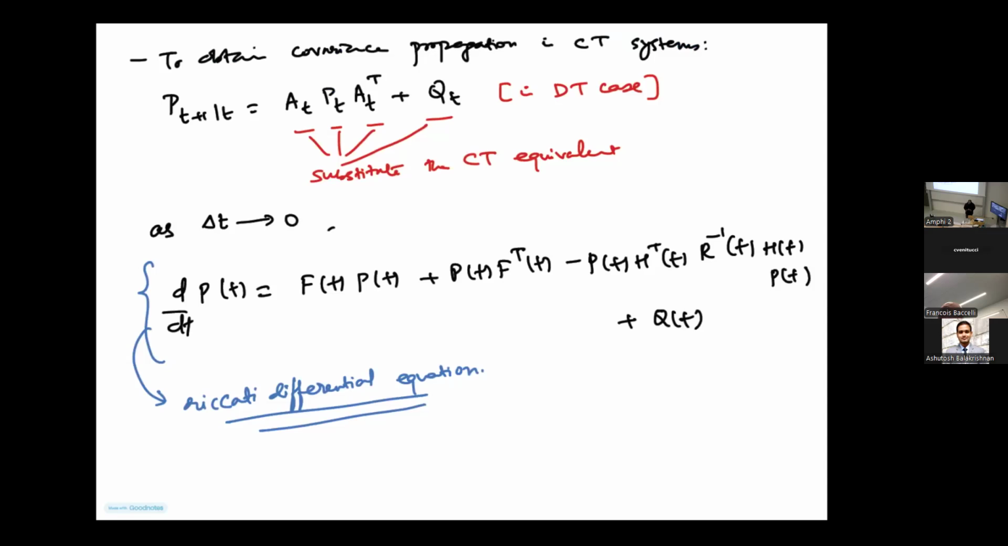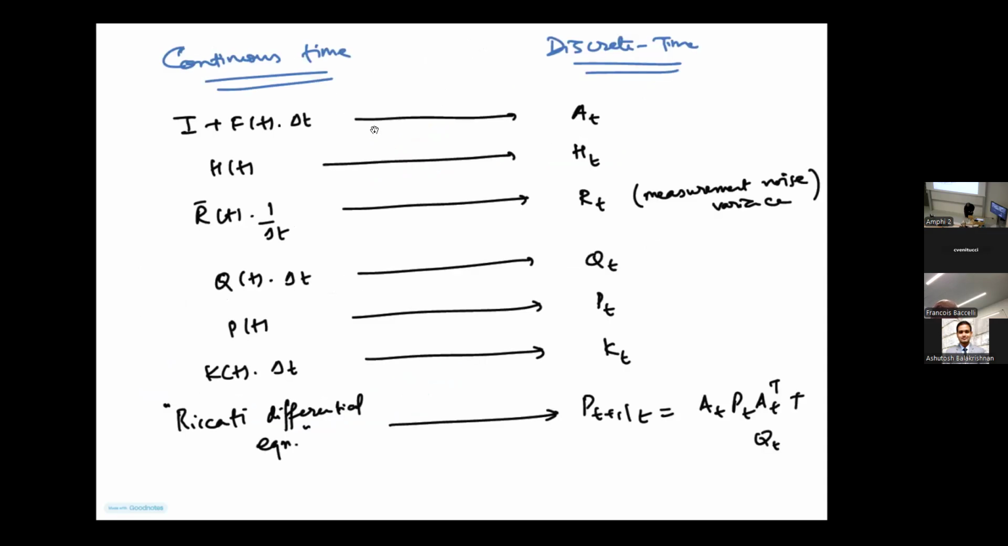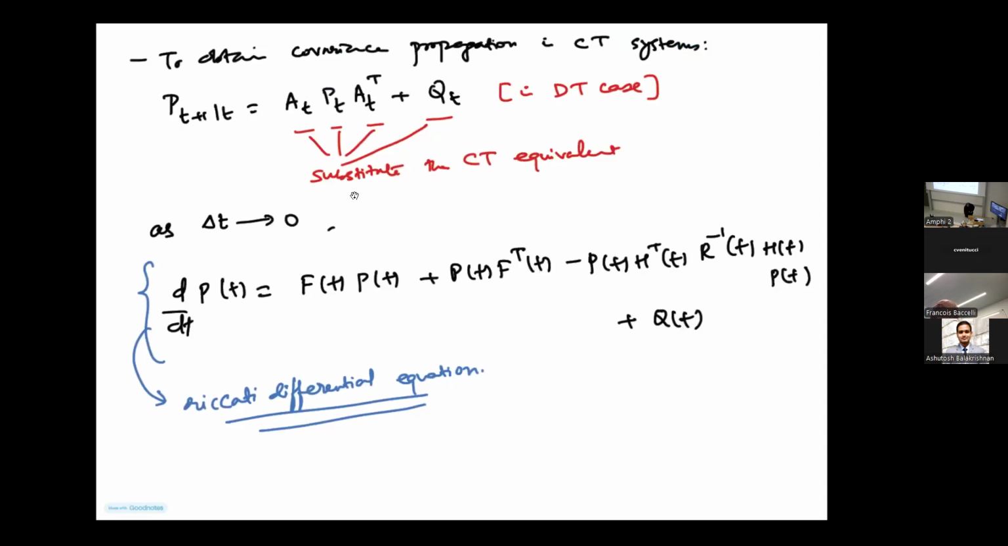So to obtain the covariance propagation in the continuous time domain, we had this equation for the discrete time case, and if we substitute A, P, and Q from these, what we observe is that as del t tends to 0, we have this expression d by dt of P. And this differential equation is termed as the Riccati differential equation. And this is used to measure the stability of the system. And we'll see how it is used to measure the system stability.